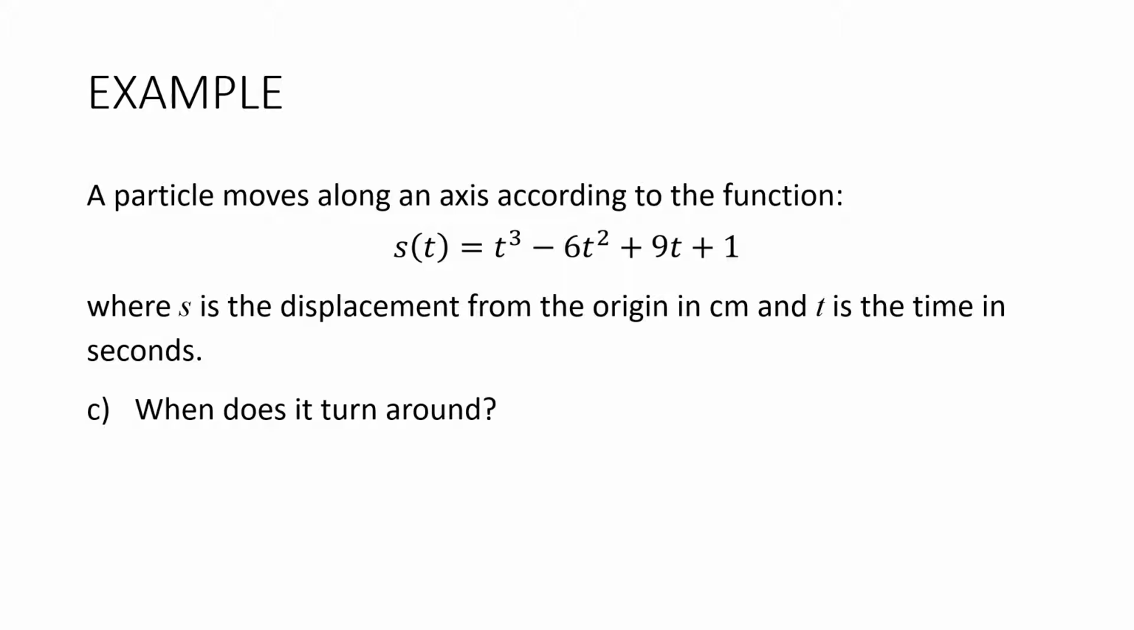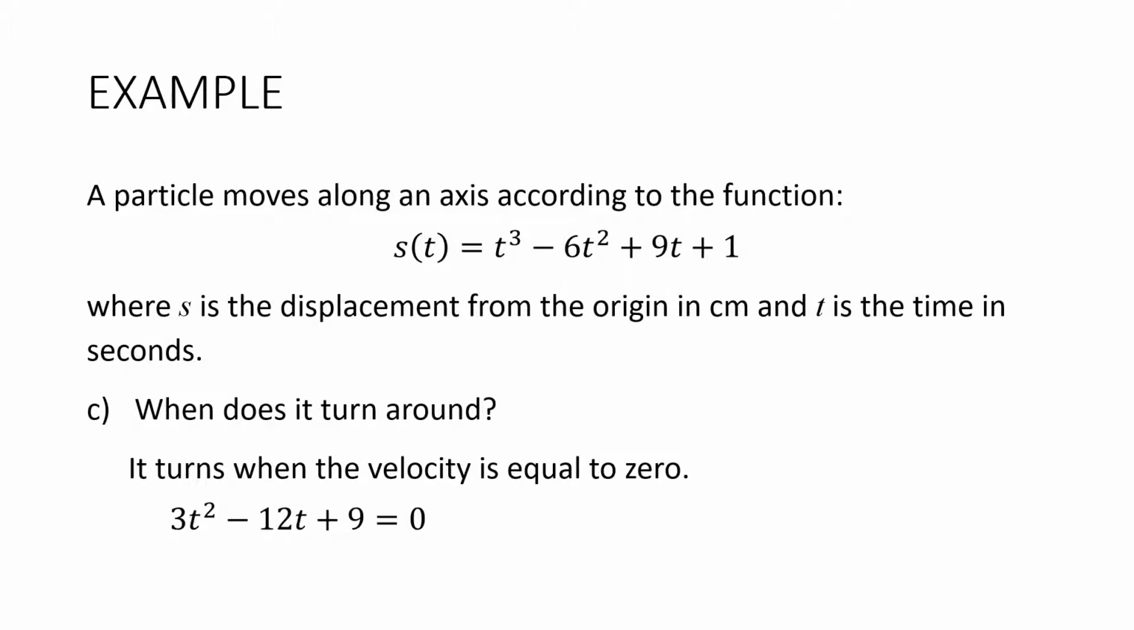So if we take the first derivative and put it equal to 0, we get the turning points. So it's going to turn around when velocity is 0. So let's put our first derivative equal to 0. We need to factorise that.